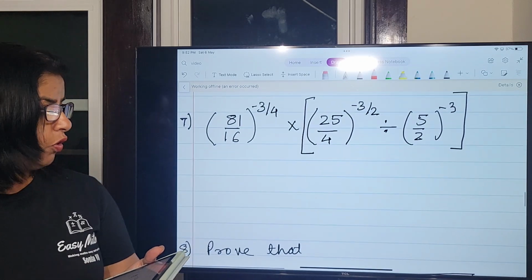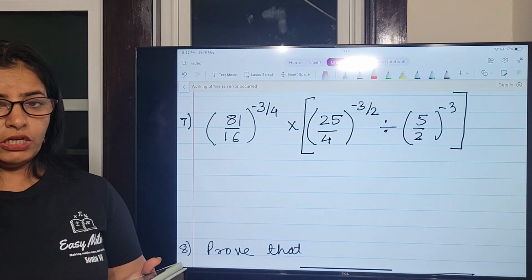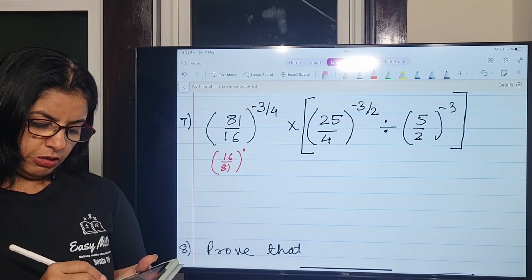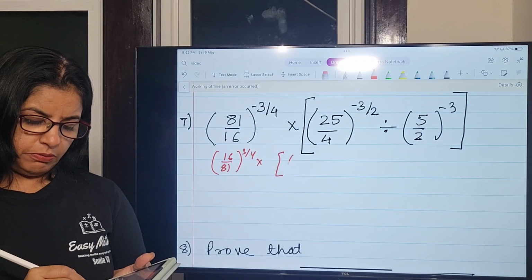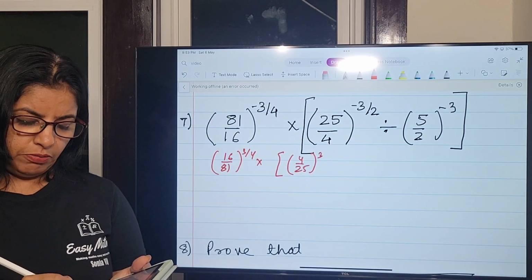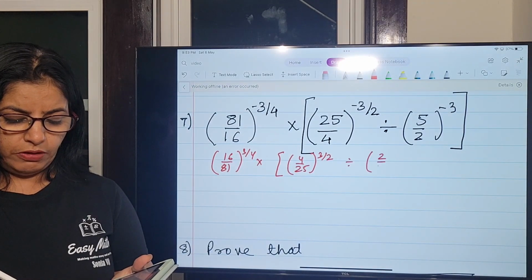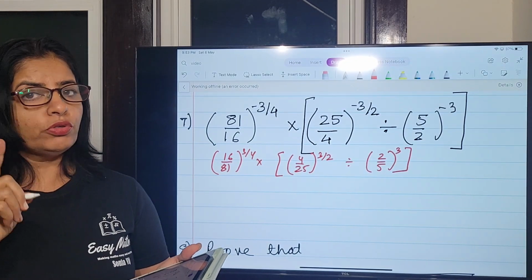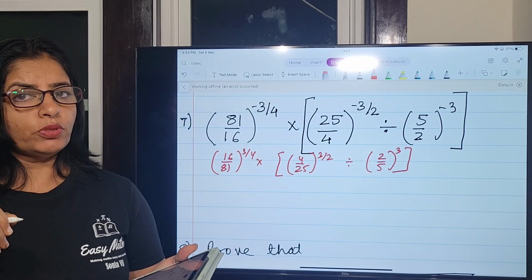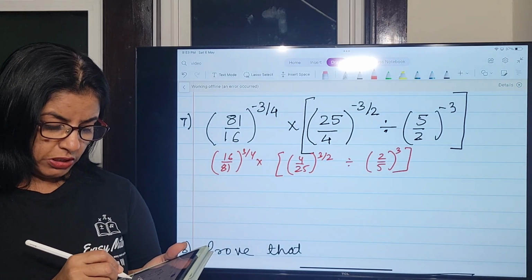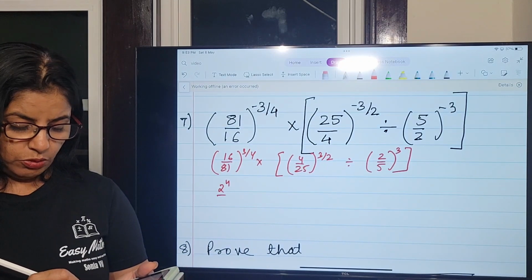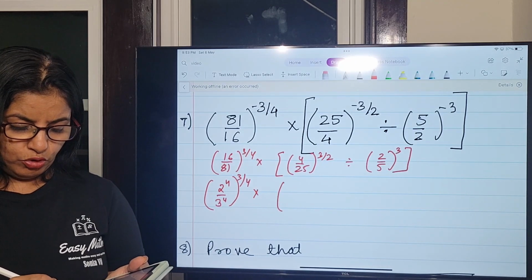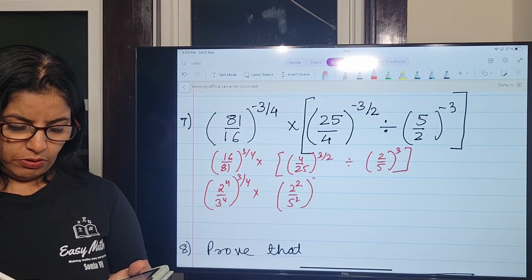Now here I think we will use all our steps. We will change negative to positive first. This becomes 16 upon 81 to the power 3 by 4. This becomes 4 upon 25 to the power 3 by 2 divided by 2 by 5 to the power 3. First step done, all negatives changed to positive. Moving on to the second step, changing composite to prime. So 16 is 2 to the power 4, 81 is 3 to the power 4, to the power 3 by 4, 2 square, 5 square to the power 3 by 2.